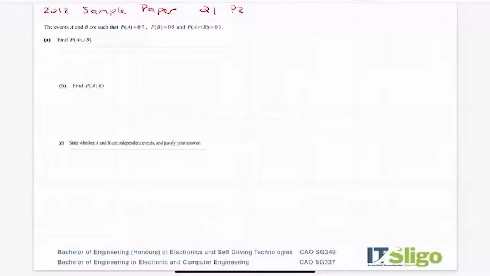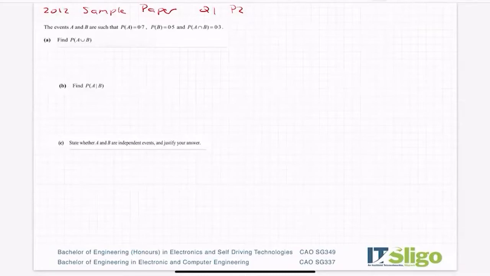Right, the 2012 sample question on probability looked at conditional probability and independent events. So the question read, the events A and B are such that the probability of A is equal to 0.7, the probability of B is equal to 0.5, and the probability of A intersection B is equal to 0.3. Find A union B.